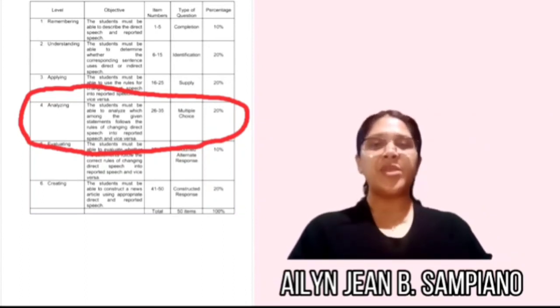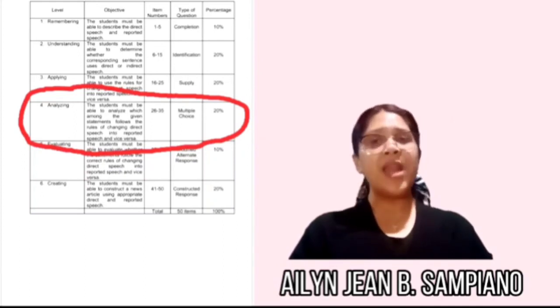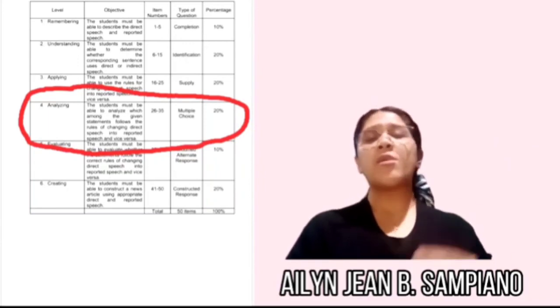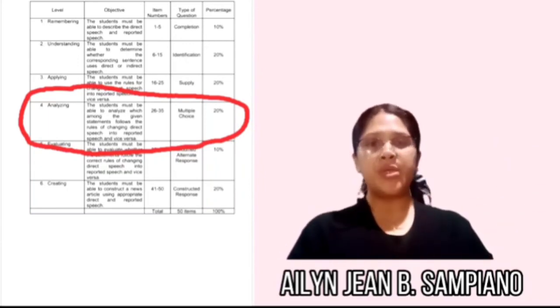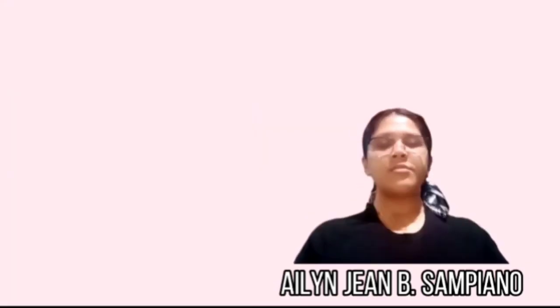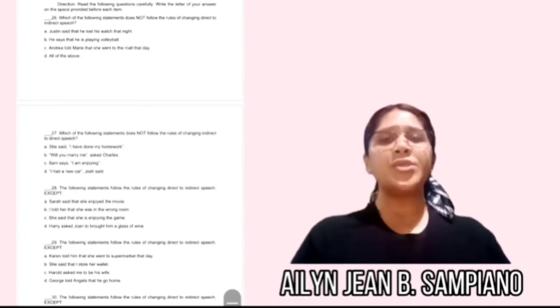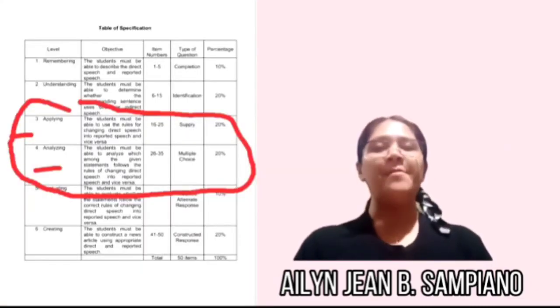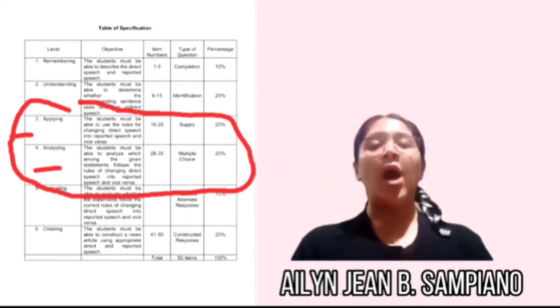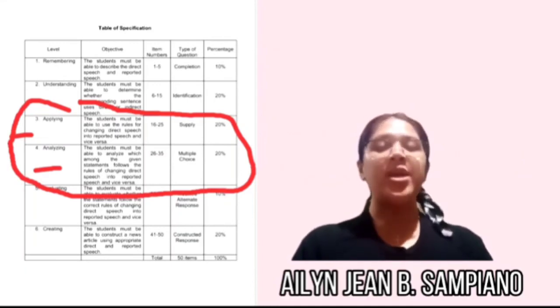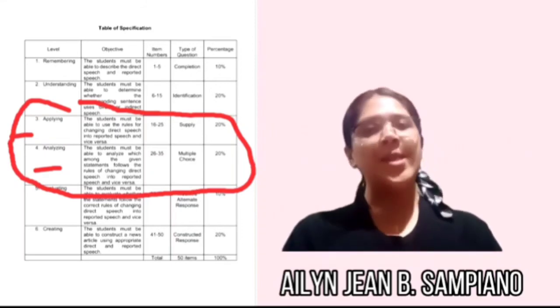The objective of analyzing is that students must be able to analyze which among the given statements follow the rules of changing direct speech into reported speech and vice versa. Test 4 and the analyzing level of the TOS require students to select from the given options that will make the stem complete or correct. Applying and analyzing levels in our TOS are our guide on how we made our questions in Test 3 and Test 4. That is all.